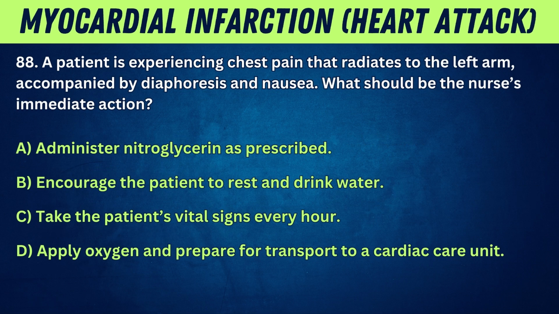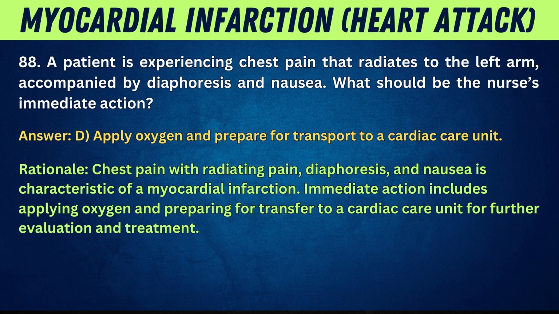88. A patient is experiencing chest pain that radiates to the left arm, accompanied by diaphoresis and nausea. What should be the nurse's immediate action? A. Administer nitroglycerin as prescribed. B. Encourage the patient to rest and drink water. C. Take the patient's vital signs every hour. D. Apply oxygen and prepare for transport to a cardiac care unit. Answer: D. Apply oxygen and prepare for transport to a cardiac care unit.